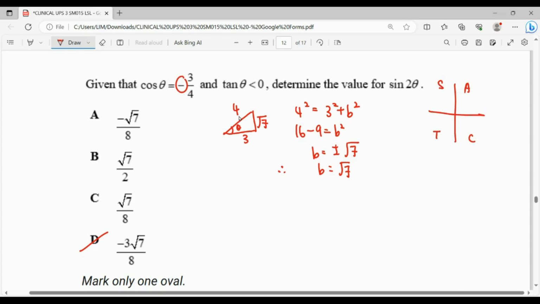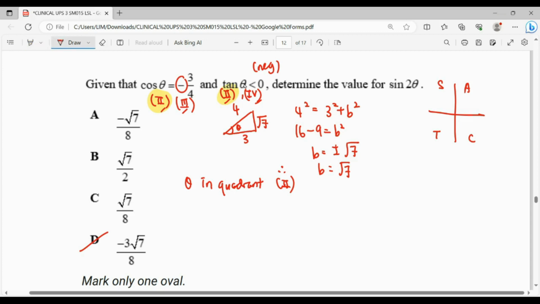Notice that cos is negative, so using ASTC, it might be in quadrant 2 or quadrant 3. Then given here tangent less than 0 means tangent is negative. When tangent is negative, it will be in quadrant 2 or quadrant 4. So with this situation, cos gives quadrant 2 or 3, tangent gives quadrant 2 or 4. Finally we can conclude this angle theta is in quadrant 2 only. This is the common quadrant that we can see here.